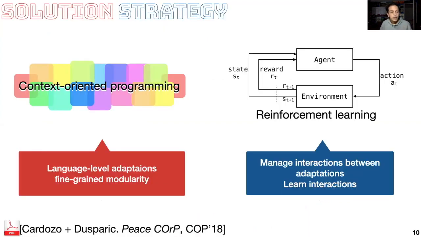So, inspired by previous work in resolution of conflicts between adaptations, our proposed solution takes inspiration from two different adaptation technologies. On the one hand, we use context-oriented programming as our main adaptation technology, which enables us to have fine-grained modular adaptations at the programming language level. And on the other hand, we have reinforcement learning, which lets us manage interactions between adaptations and effectively learn the interactions between the adaptations.